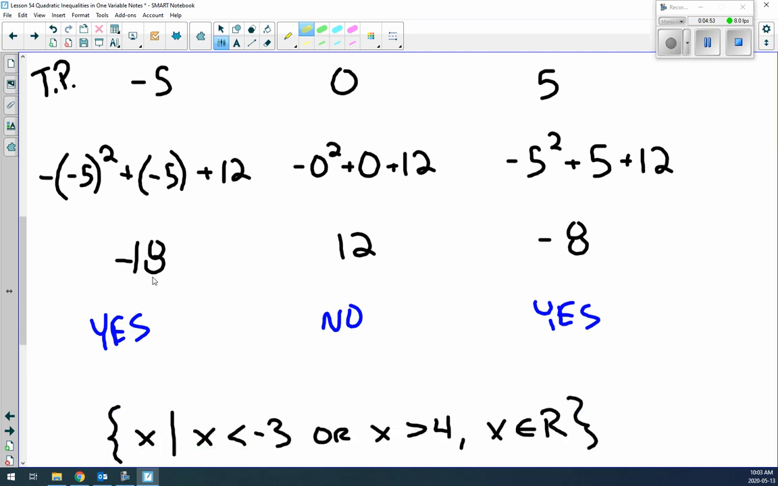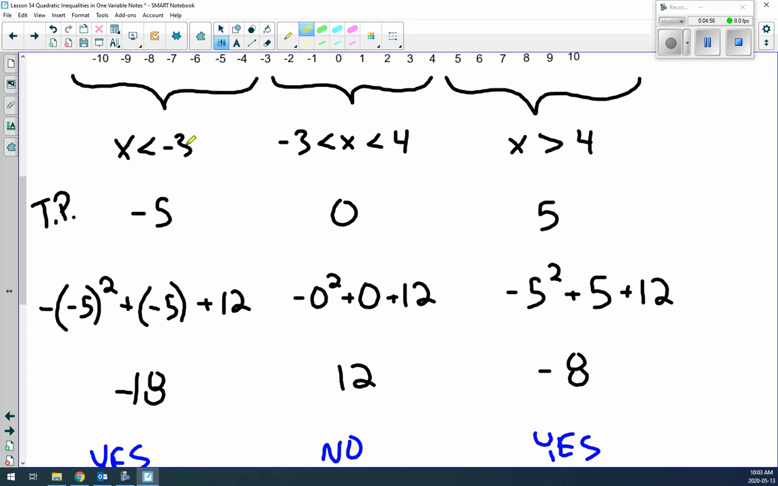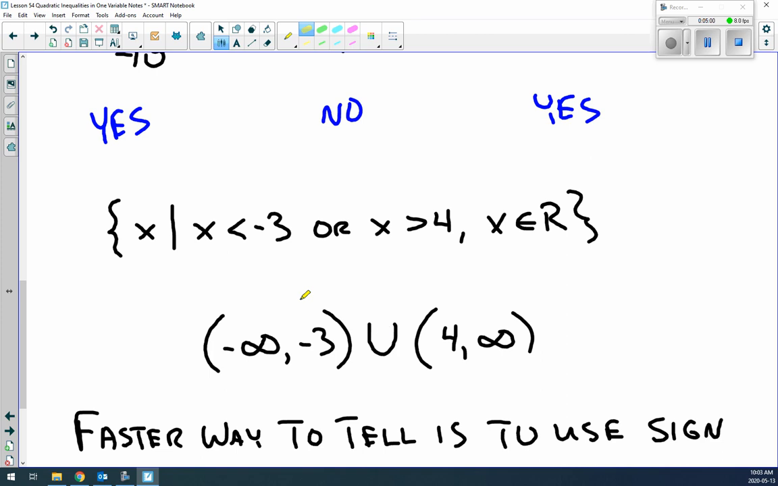So the answers are going to be this one here. X is less than -3, or x is greater than 4. So we put it in here. x is less than -3 or x is greater than 4. Or you can do an interval notation. That little symbol, right, shows you that it's OR.